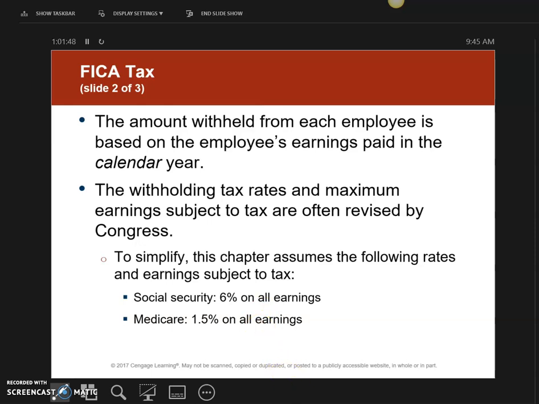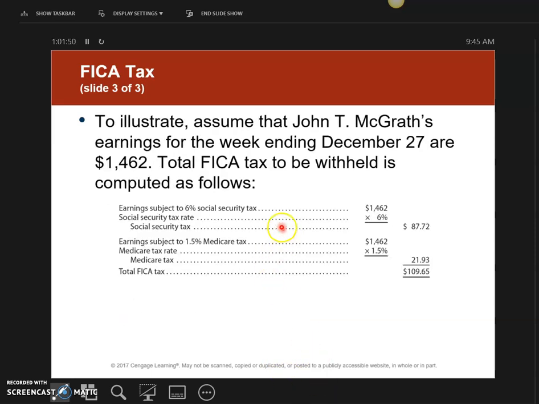So let's take a look at my friend John, good old boy. Here he is. He made $1,462, 6% of that, so his Social Security tax will be $87.72. His Medicare tax is $21.93. So his total FICA tax is $109.65.